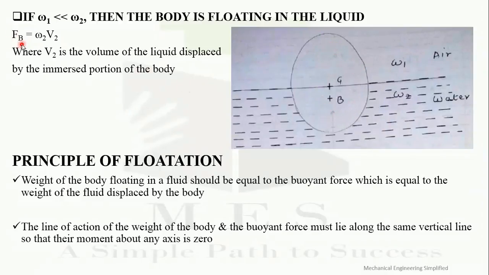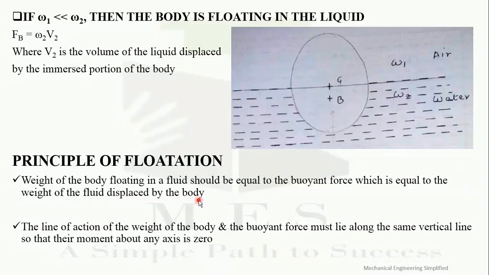So in that case, the FB, that is the buoyancy force, is equal to omega 2 V2, and V2 is the volume of the liquid displaced by the immersed portion of the body. Okay, then we have something known as the principle of flotation. What is it? Two important conditions. First of all, the weight of the body floating in a fluid should be equal to the buoyant force, which is equal to the weight of the fluid displaced by the body.